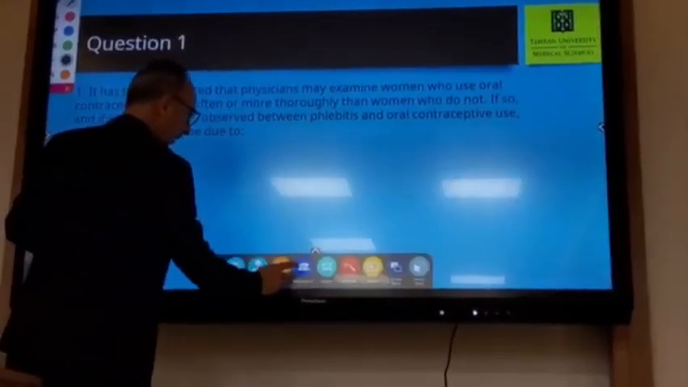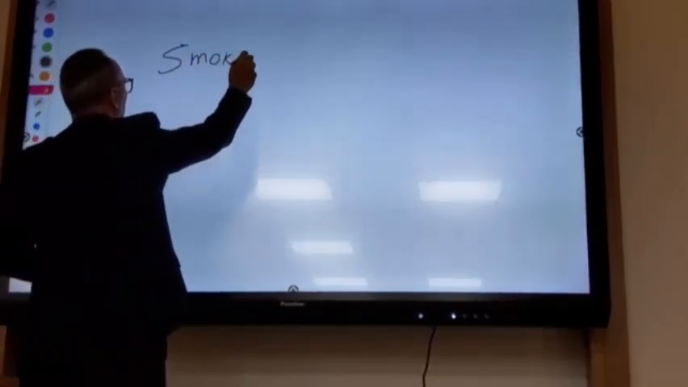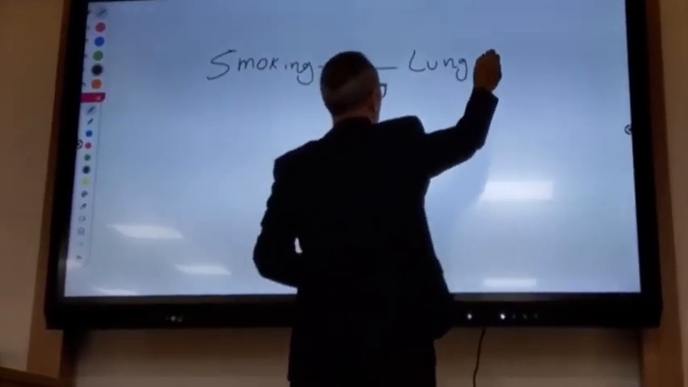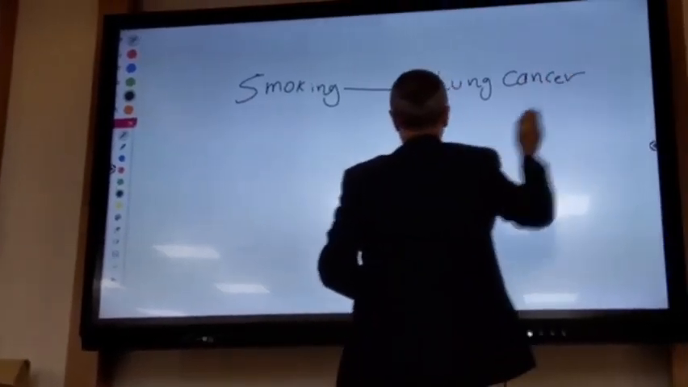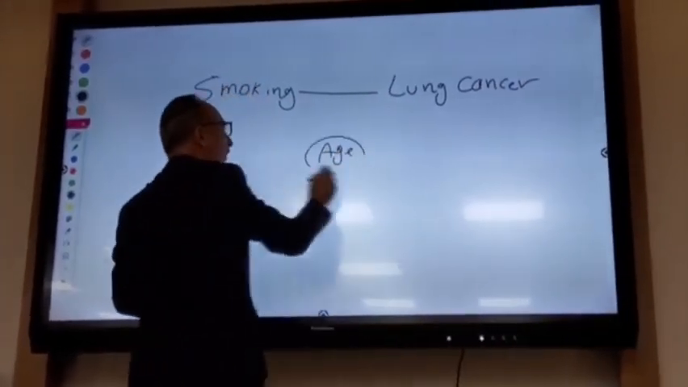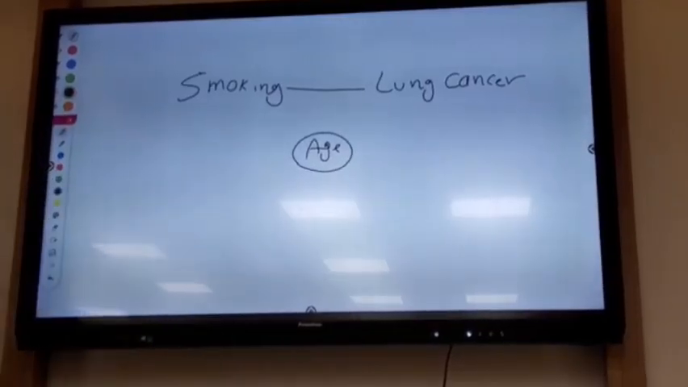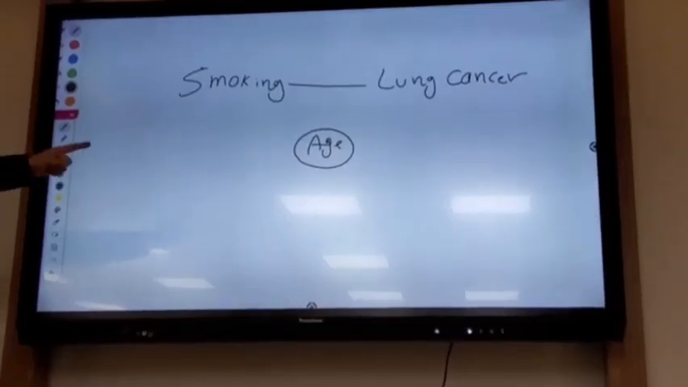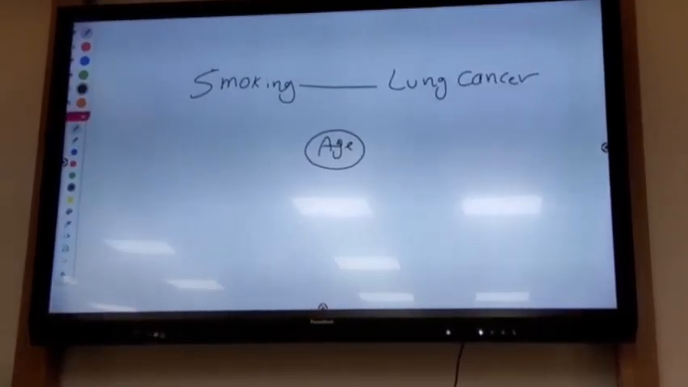Let's explain it in this situation. For example, I want to evaluate the relation between smoking and lung cancer. Is age a confounding variable or not? Please discuss. Can age be regarded as a confounding variable for the relation between smoking and lung cancer or not? And why?